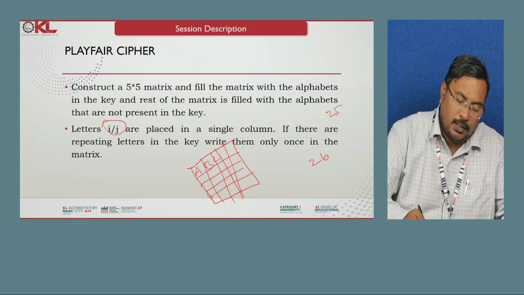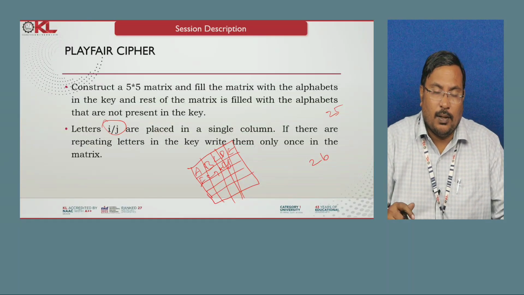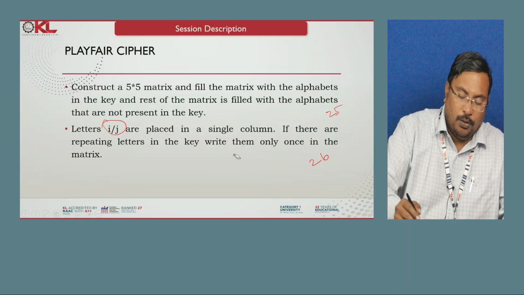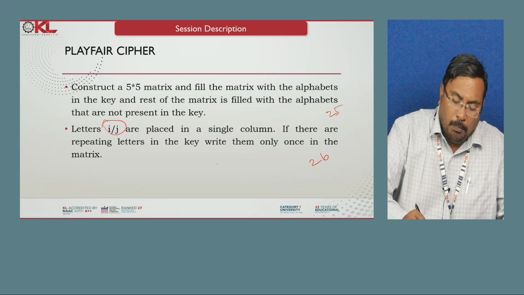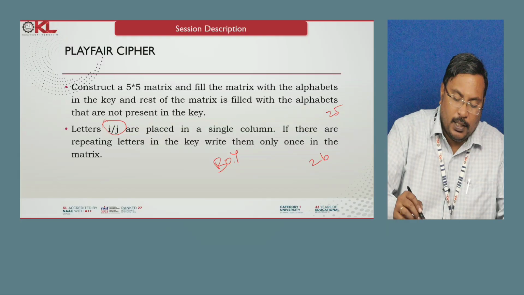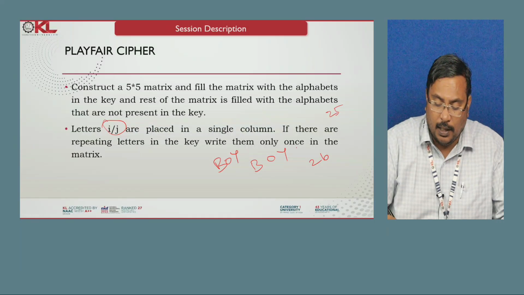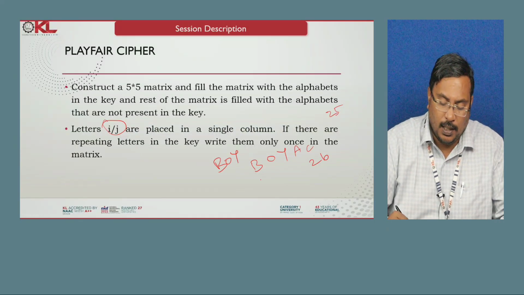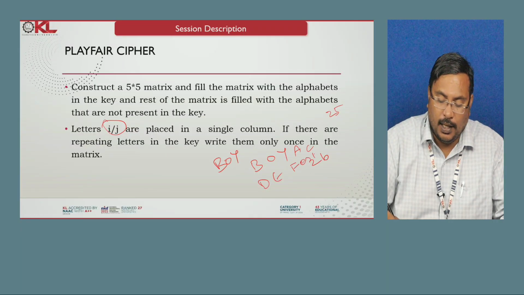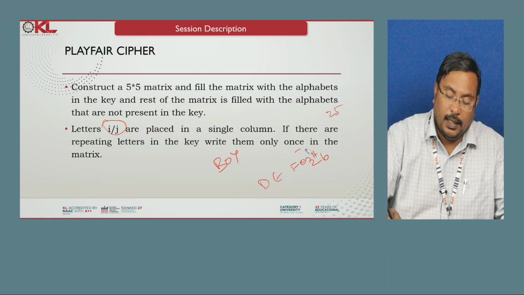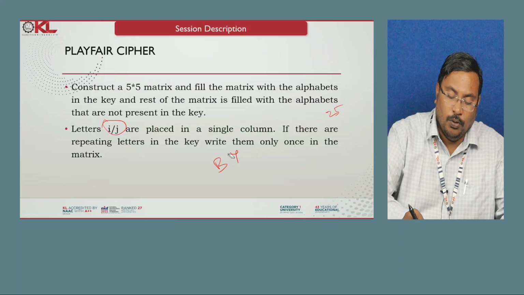A, B, C, D, E, F, G, H. Here we are going to put I and J. So this is the way we are going to fill. Suppose the key is, say, boy, B-O-Y, boy is the key. So first the key is filled in. After that, A is there, no A. B is here, so C, D, E, F, G, H and so on. Whenever you get O, which is already written, we will discard it and move to the next letter.